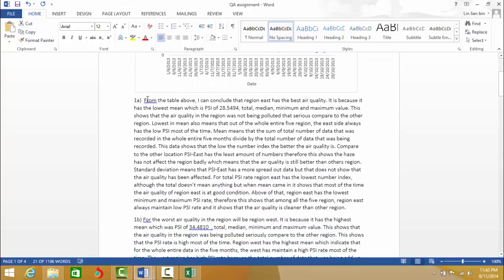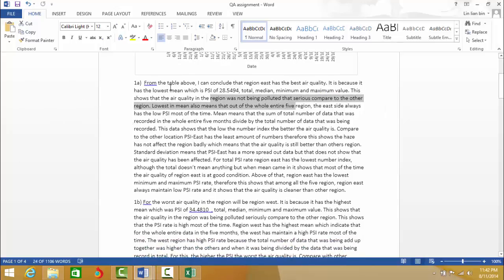From the above table, I can conclude that the region East has the best air quality. It is because it has the lowest mean PSI of 28.5494, and of course the total, median, minimum and maximum values. This shows that the air quality in the region wasn't being polluted that seriously compared to other regions.